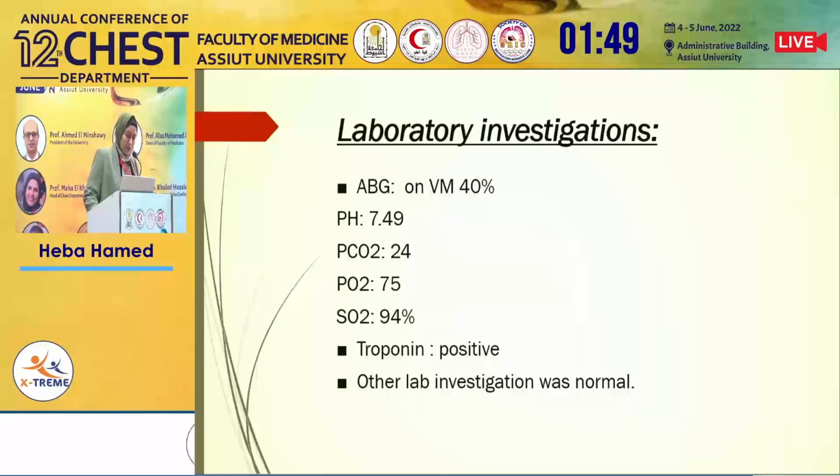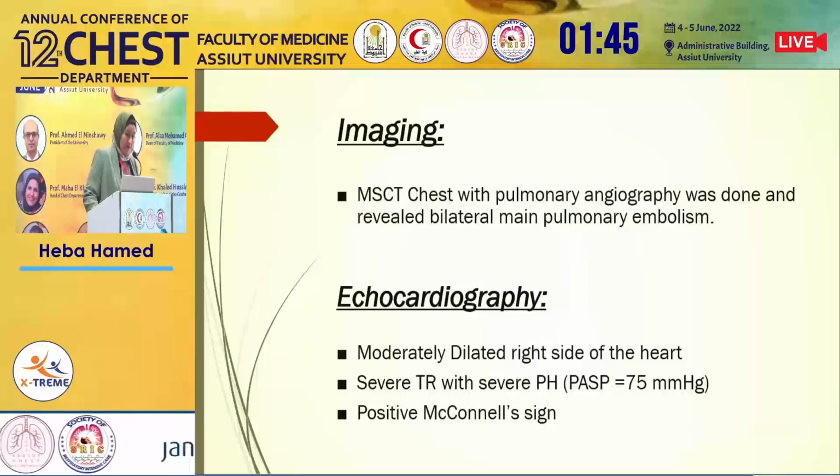Troponin was positive, otherwise other lab investigations were normal. Imaging, multi-slice CT chest with pulmonary angiography was done and revealed bilateral main pulmonary embolism. Echocardiography showed moderately dilated right side of the heart, severe tricuspid regurgitation with severe pulmonary hypertension. PASP was 75 millimeters of mercury.